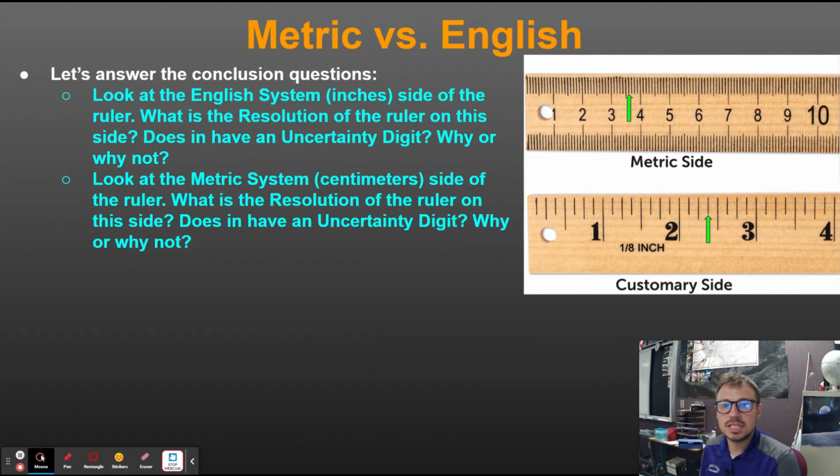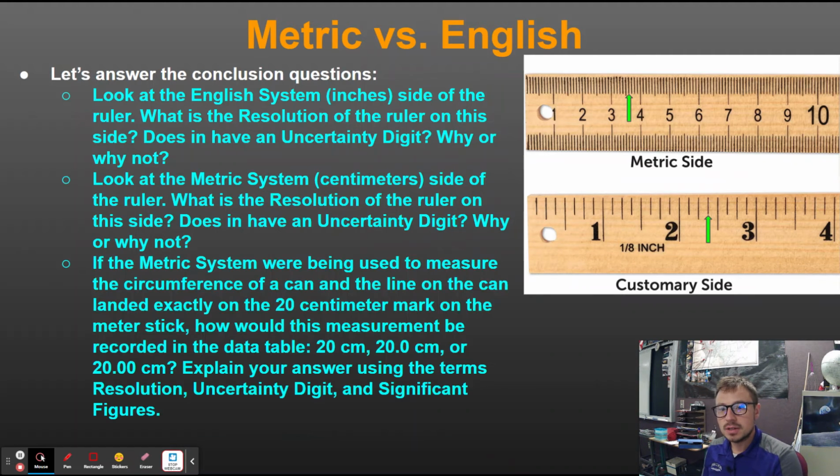Now, the next question is, does it have an uncertainty digit? And the answer is yes. It does have an uncertainty digit because, once again, it is an analog instrument. You can make an estimate to the next digit. You can make an estimate down to the 1/10,000th of a meter.